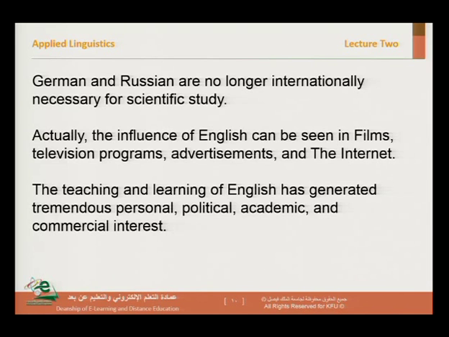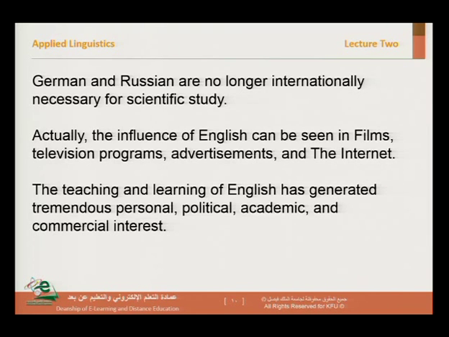This tells us that the influence of English is great, and it can be seen in films. Look at the movies now. Most of them are in English. Television programs, advertisements, and the internet. Even in countries where English is not the first language, you can see movies in English. You can see advertisements in English. Most of the websites on the internet are in English now.